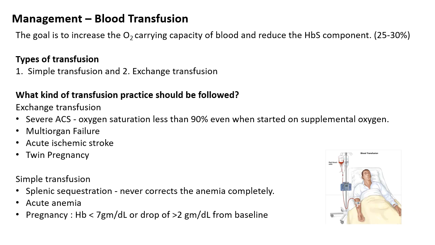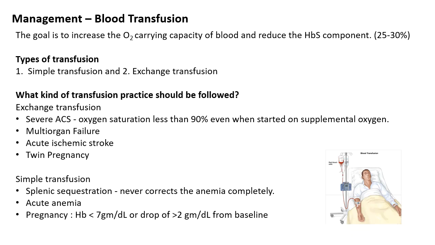Blood transfusion: the goal is to increase the oxygen carrying capacity of blood and reduce the HbS component to 25 to 30%. There can be simple transfusion or exchange transfusion. Exchange transfusions are indicated in severe acute chest syndrome where the oxygen saturation is less than 90%, multi-organ failures, acute ischemic strokes, twin pregnancy, etc. While simple transfusions are given in splenic sequestration.